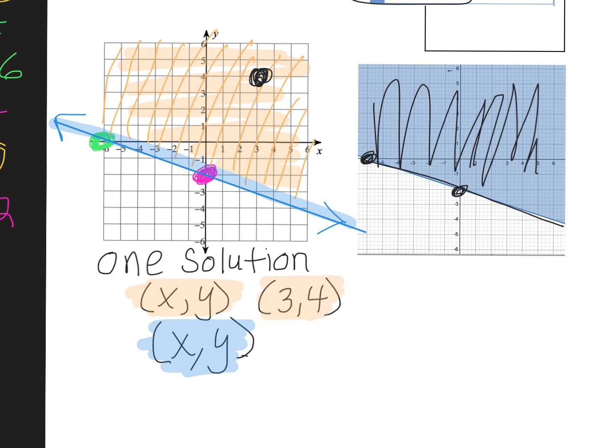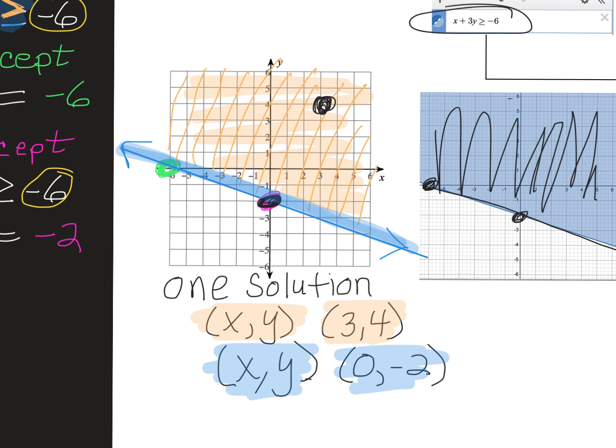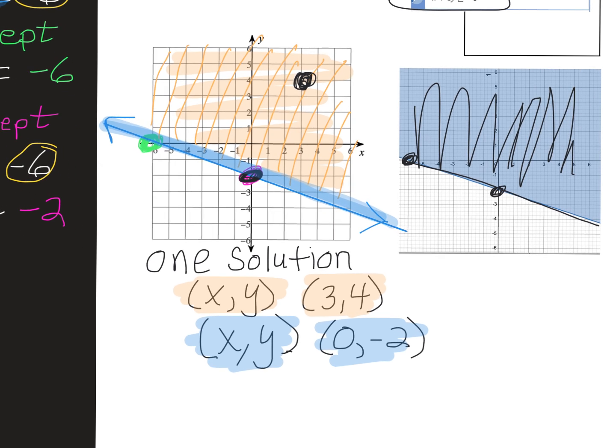And I could choose a solution that hits on the line. So let's do the y-intercept. So 0, -2 would also be a solution. And again, the reason I can use a number that is on the line is because it's a solid line.